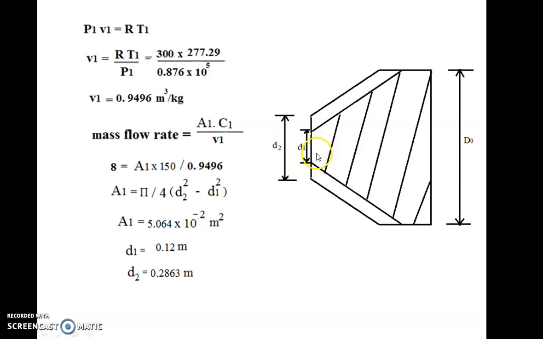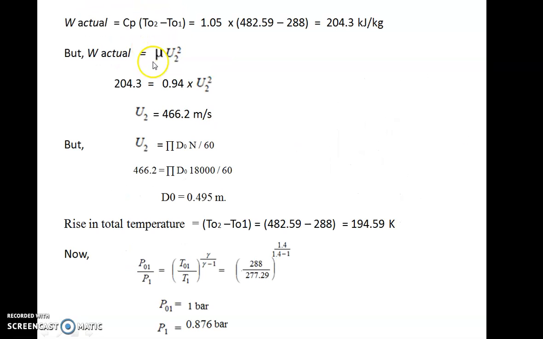To find this area, you should know the specific volume, because mass flow rate is equal to rho A V, and rho is 1 by specific volume. So mass flow rate is A1 into C1 upon specific volume. That's why you should know V1. To find V1, you use P1 V1 is equal to m R T1, and for that you should know P1.